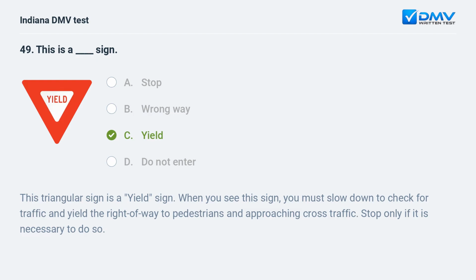c. Yield. This triangular sign is a yield sign. When you see this sign, you must slow down to check for traffic and yield the right of way to pedestrians and approaching cross traffic. Stop only if it is necessary to do so.